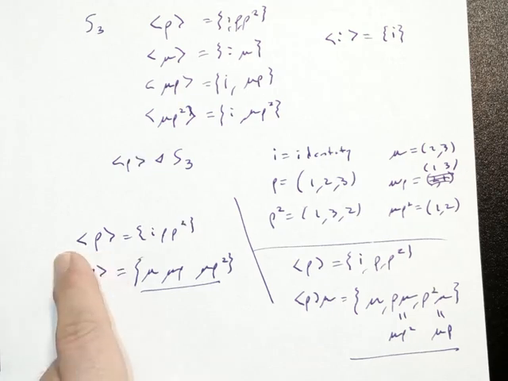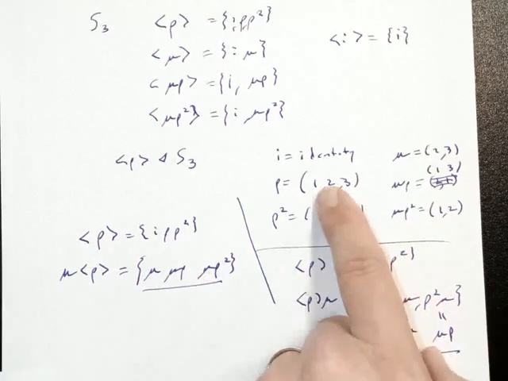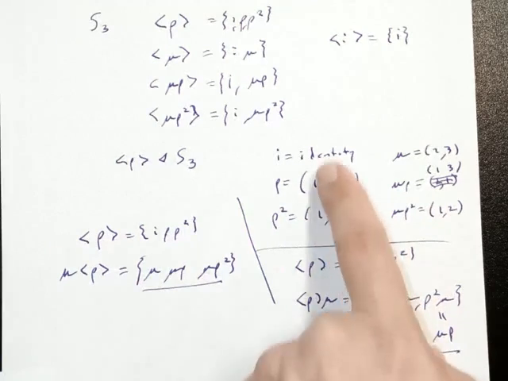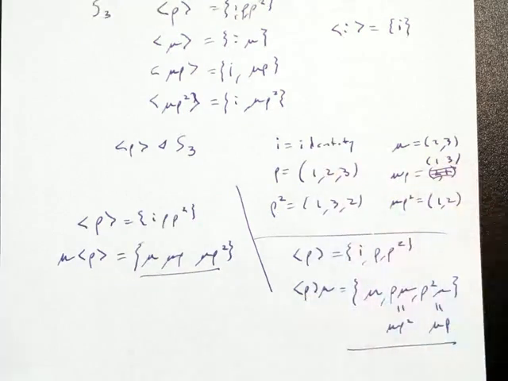This subgroup is A3. It's the even ones. That's why I wrote them out like this. This is 2 transpositions. This is 2 transpositions. This is 0 transpositions. These are all 1. This is A3. A3 is normal in S3. AN is always normal in SN.